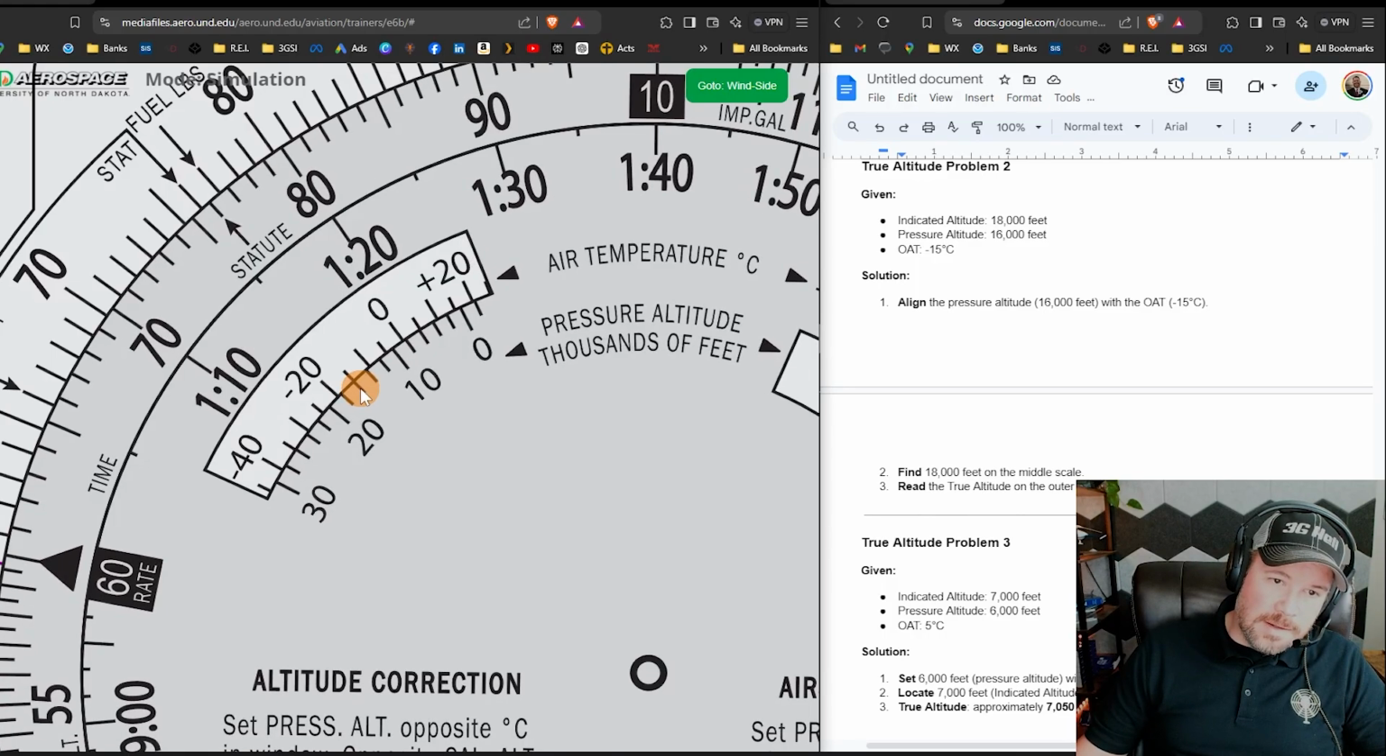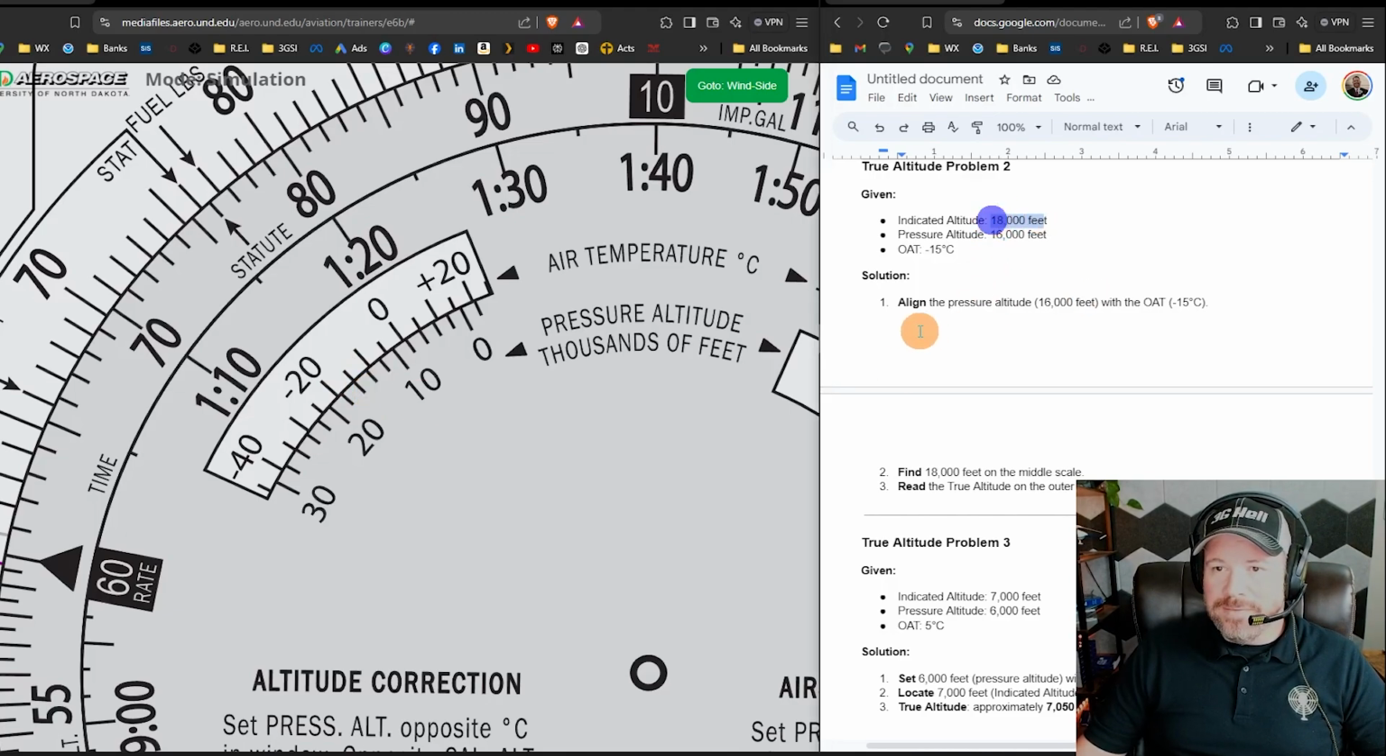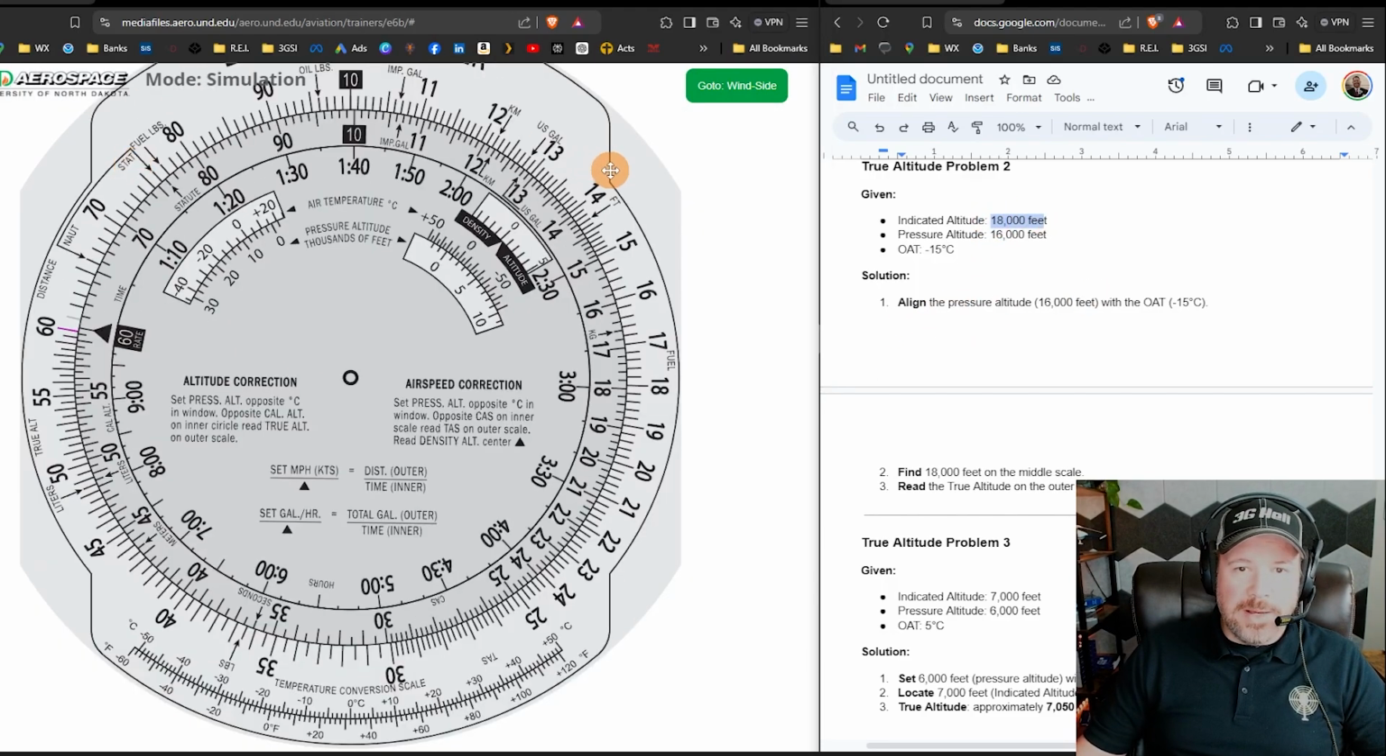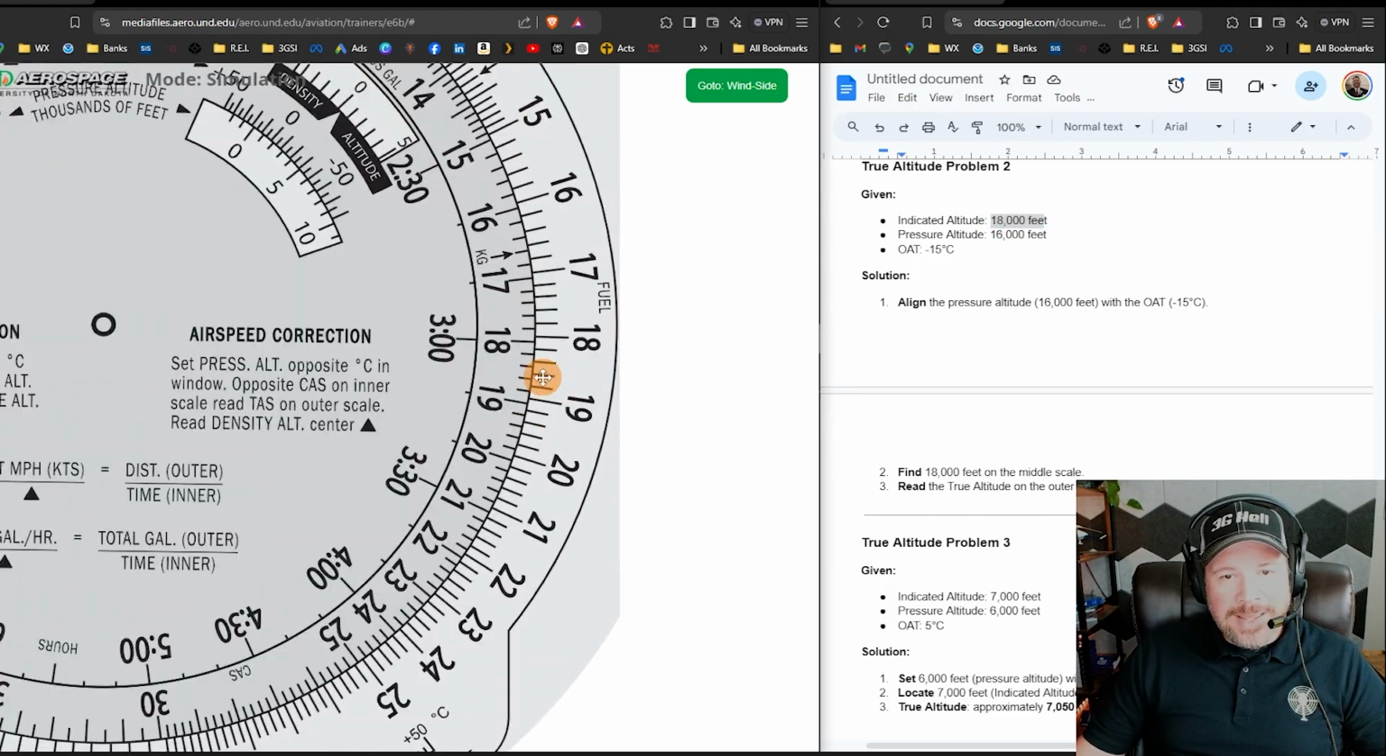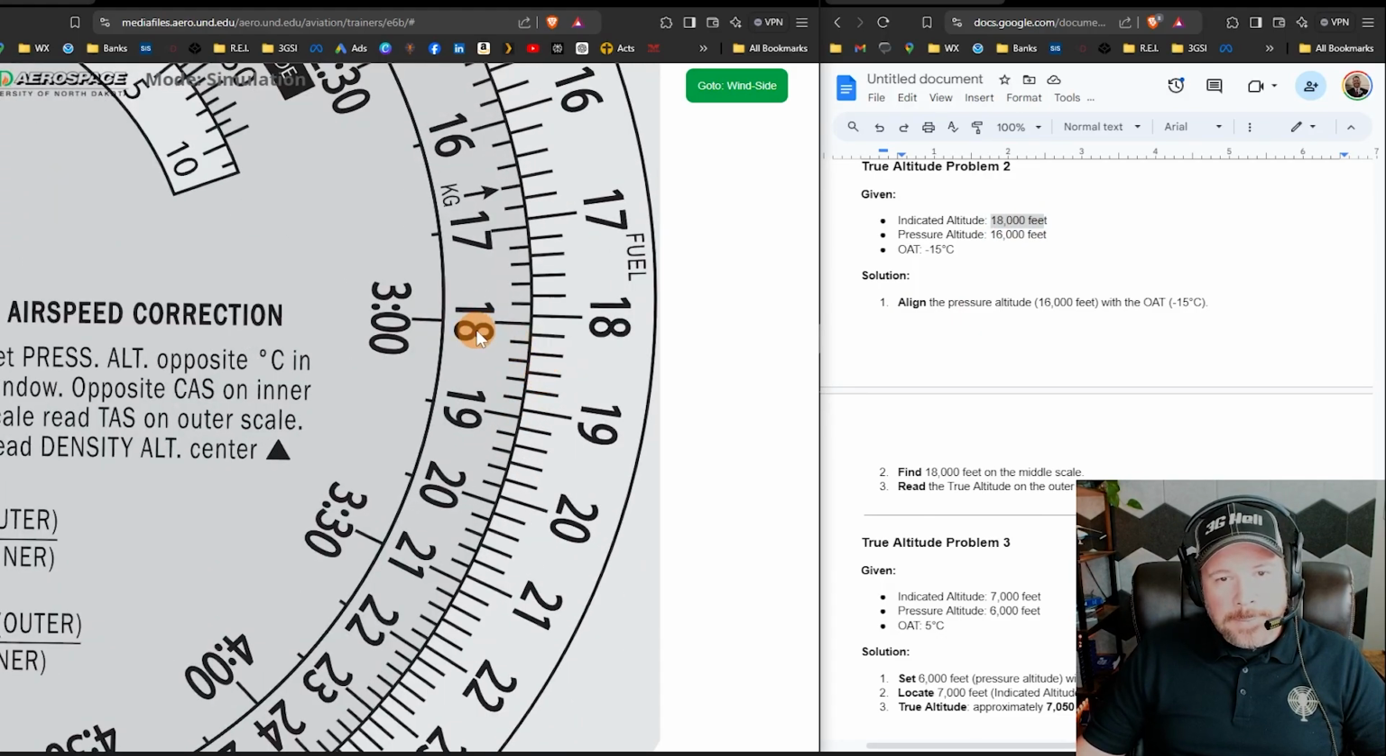Dang, it's really close. So 0, minus 5, minus 10, minus 15. And then let's see, 10, 12, 14, 16. All right, so verified it again. So that is lined up. Now we need to find our indicated altitude of 18,000 feet. So I'm going to zoom out over here, and we're going to go over to 18,000 feet.